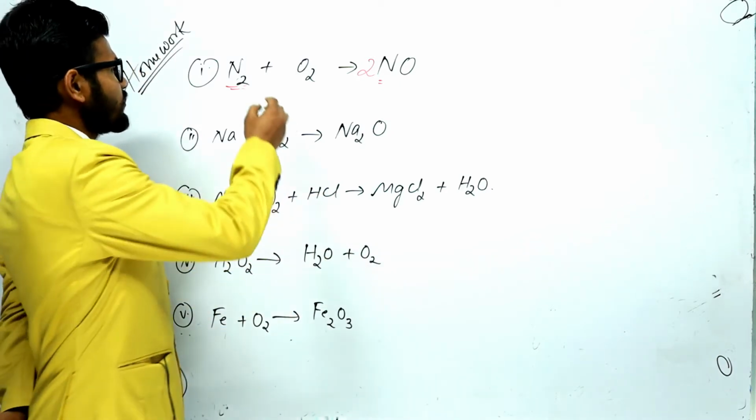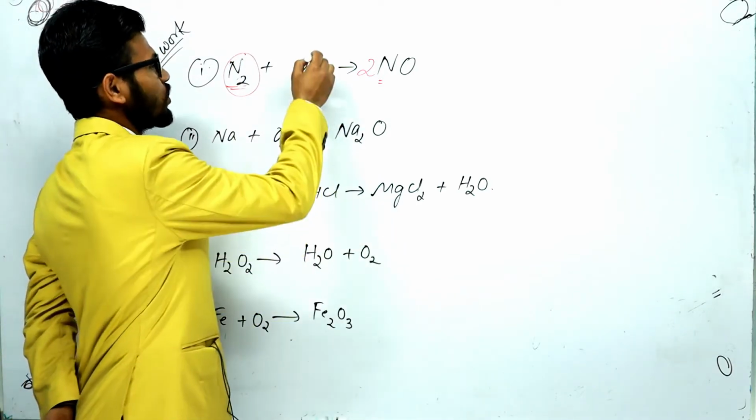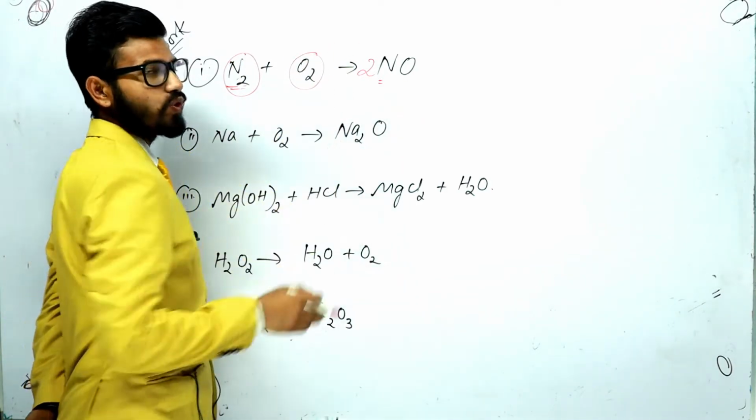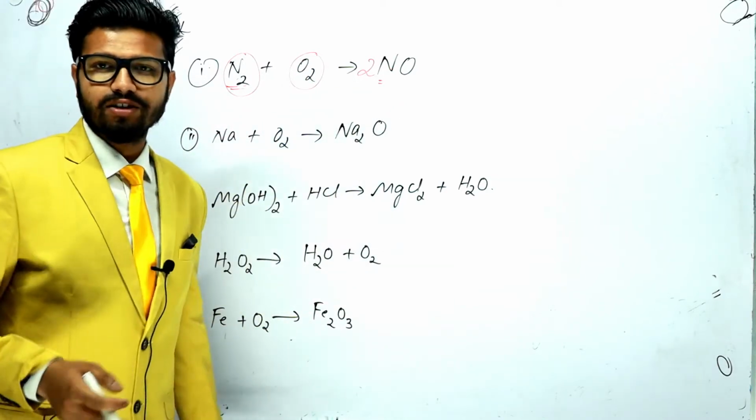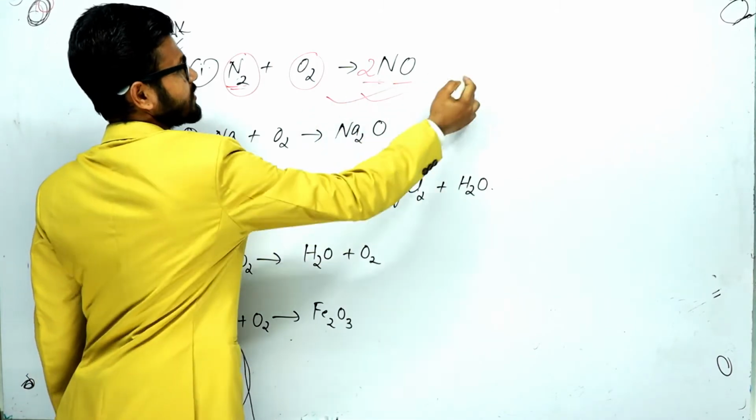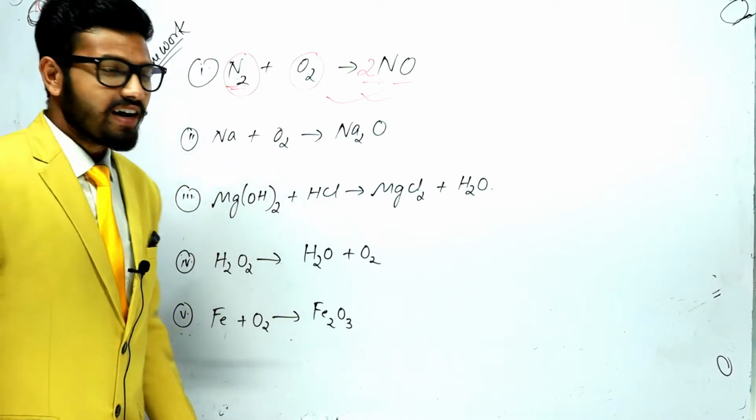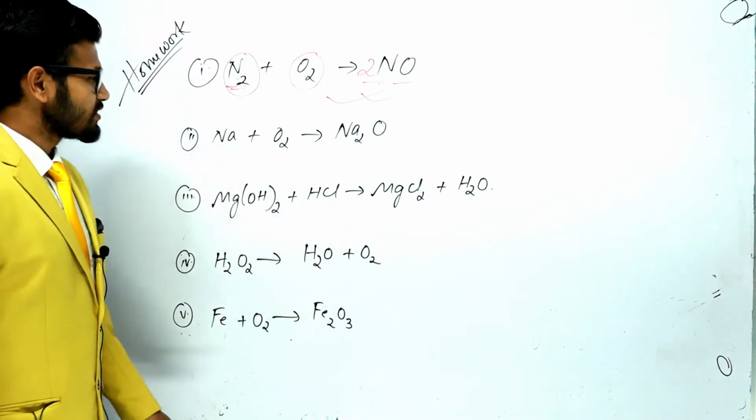So you can see how many nitrogens are there on the left hand side, and on the right hand side there are 2 nitrogen and 2 oxygens. And in the product side there are 2 nitrogen and 2 oxygen. That means the equation is balanced. So simple, is it not? Very simple. Now let us see the next point. Now look here, the next question.